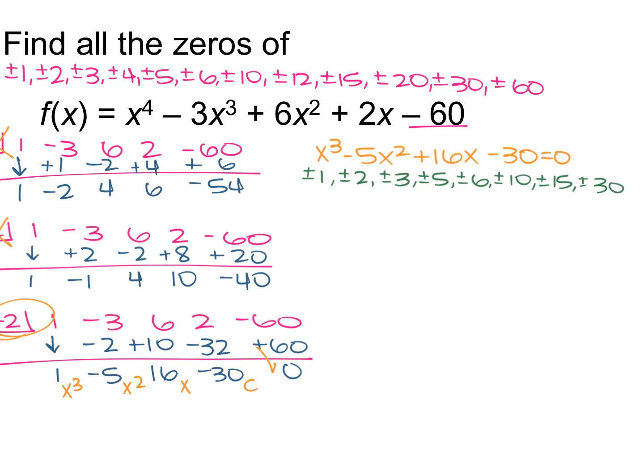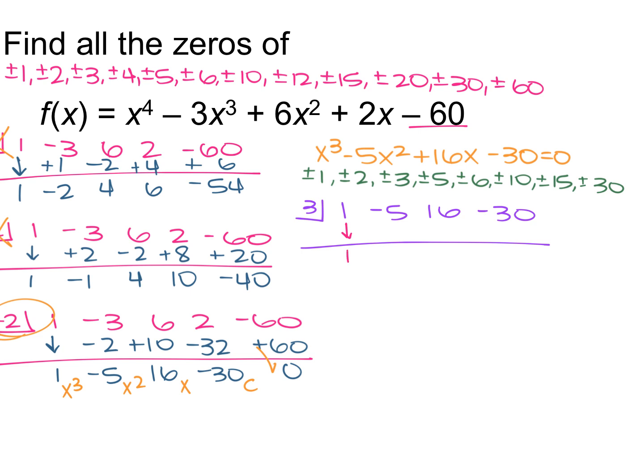For this one, because I used 1 and it didn't work, I'm not going to try the 1. Because I used 2 and it didn't work, I'm not going to try the 2. I tried -2, that worked, so I'm going to move to 3, see if that works. So with the 3 on the outside, I'm going to have 1, -5, 16, and -30 on the inside.